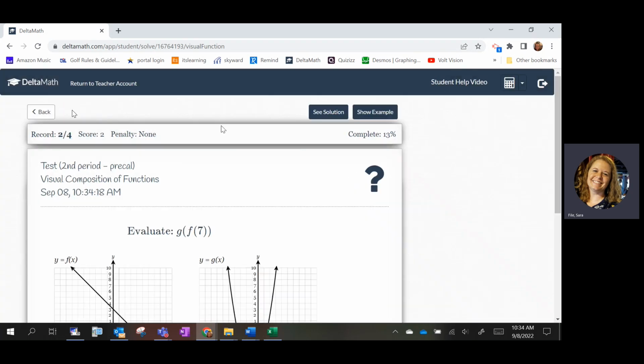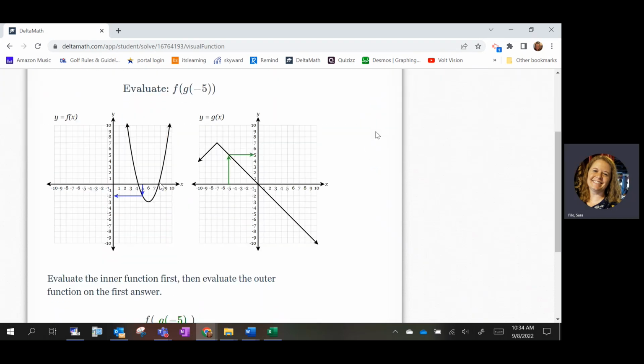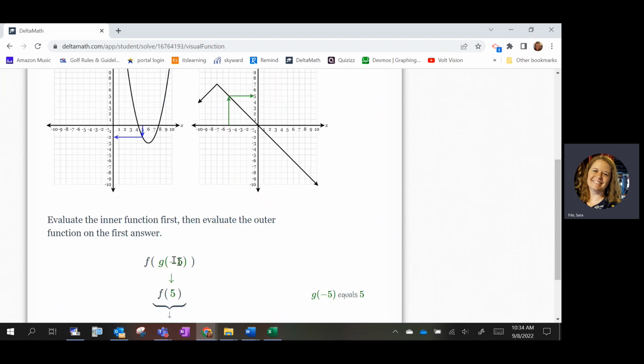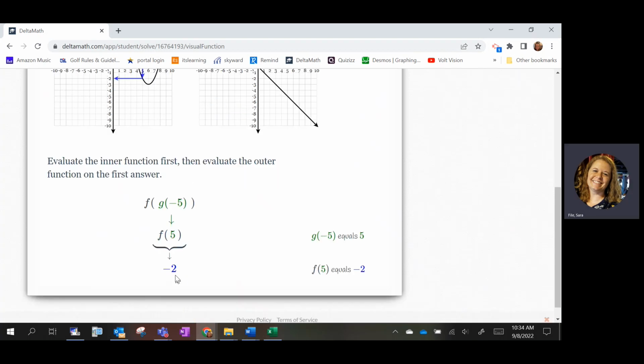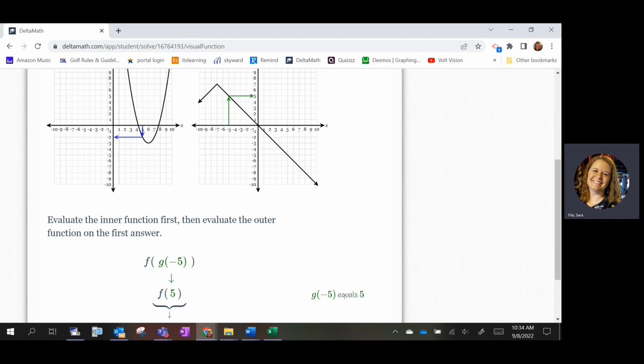And if you want to remember, you can always see the show example and it will draw those lines I was tracing for you. It has them in color so you can see it stand out a little more. You can see they worked the inside and got an answer, then plugged that in and worked the outside, just like I walked you through it.